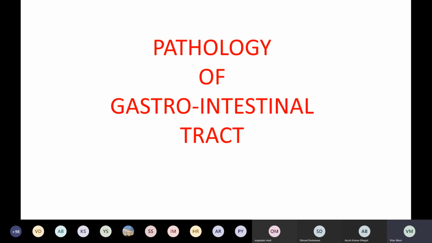The injurious agents usually are H. pylori infection, non-steroidal anti-inflammatory drugs, tobacco chewing, alcohol, and gastric hyperacidity. So it results in ulcer.